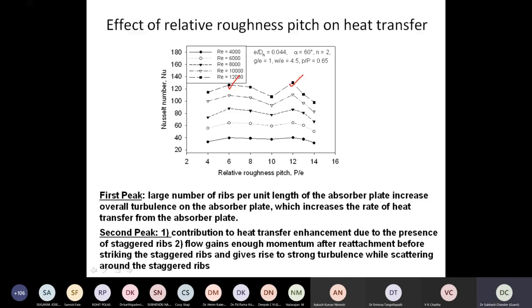So we can say that this first peak is because of the turbulence created, right? With the reattachment that is happening, more reattachments are possible if the pitch is 6. Then if it is 12, the number of reattachment points will be still fewer. Then what made the heat transfer higher? We could see that the staggered rib, in these types of layouts, plays a very vital role at higher values of the pitch, right? And finally we recommended.